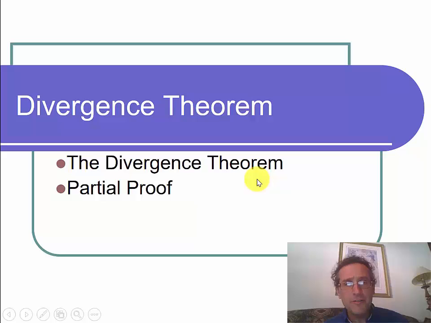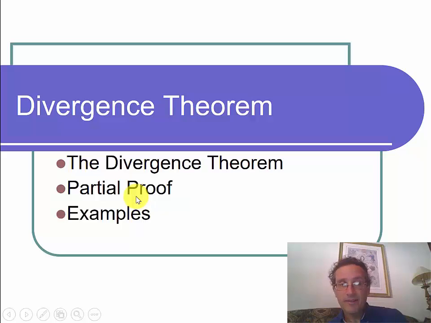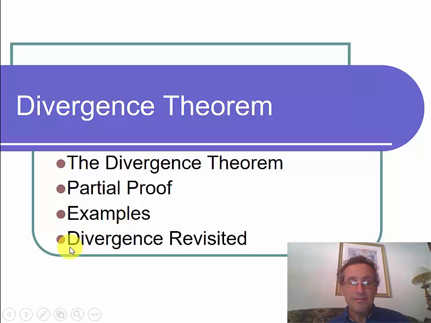I'll give a partial proof. The full proof is quite long, so instead I'm just going to give a proof for one of the variables and in a special case with a special kind of surface. And then I'll show some examples on how the divergence theorem is used and also how to verify that the divergence theorem works. And then finally, we're going to look at the divergence theorem and try to understand how that helps us learn about the divergence of a vector field at a point.